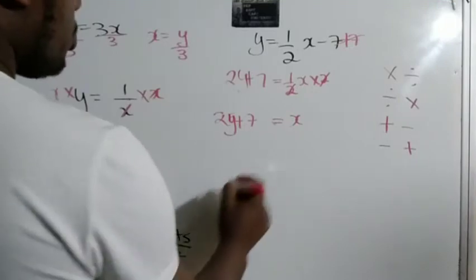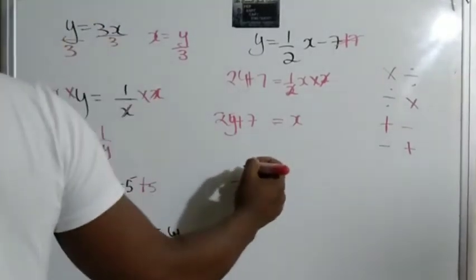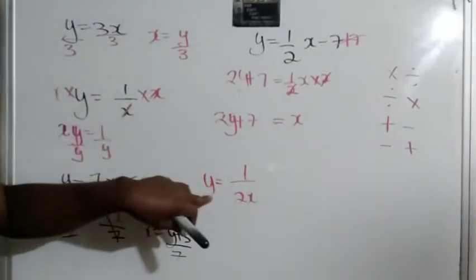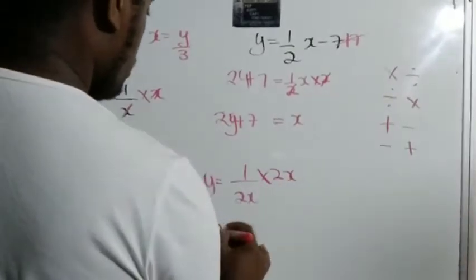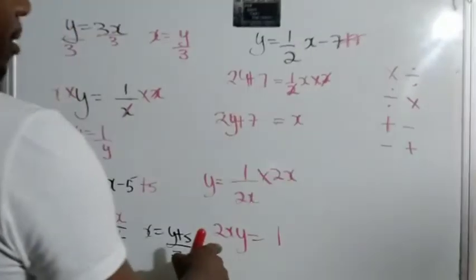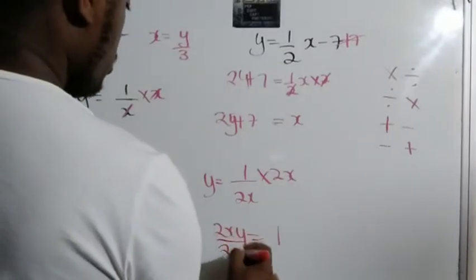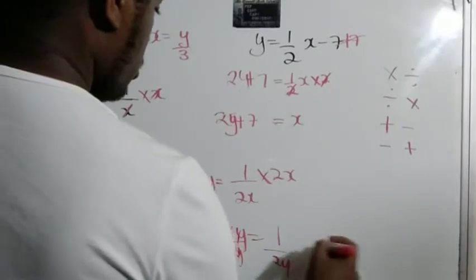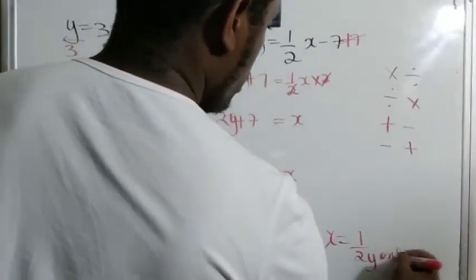Alright, next one was 1 over 2x, I think. As I say, to get rid of the denominator, we can multiply by 2x. So we get 2xy is equal to 1. We want to get x by itself, so we can divide by 2y. So x is equal to 1 over 2y, and that is your answer.